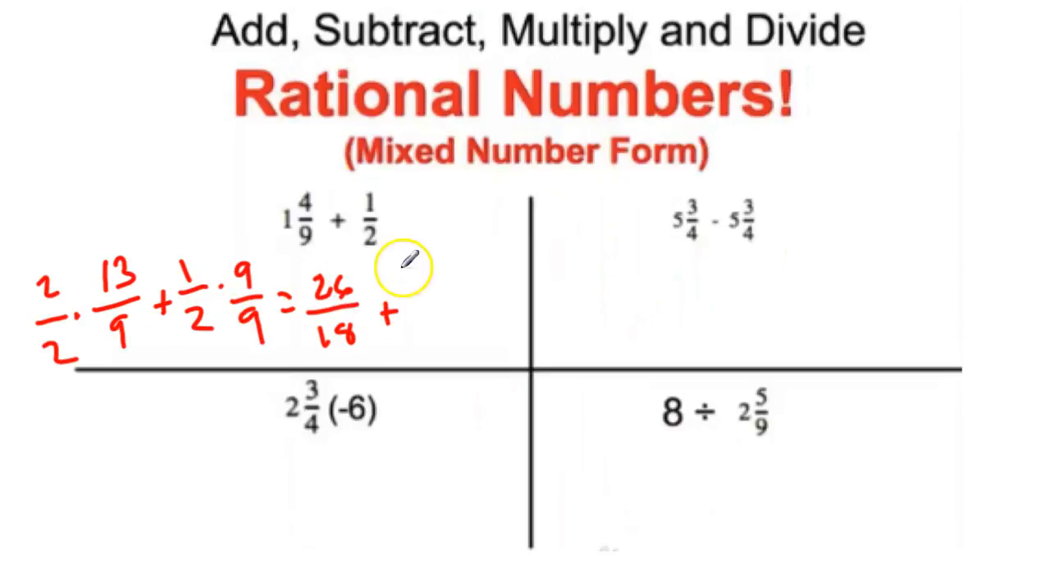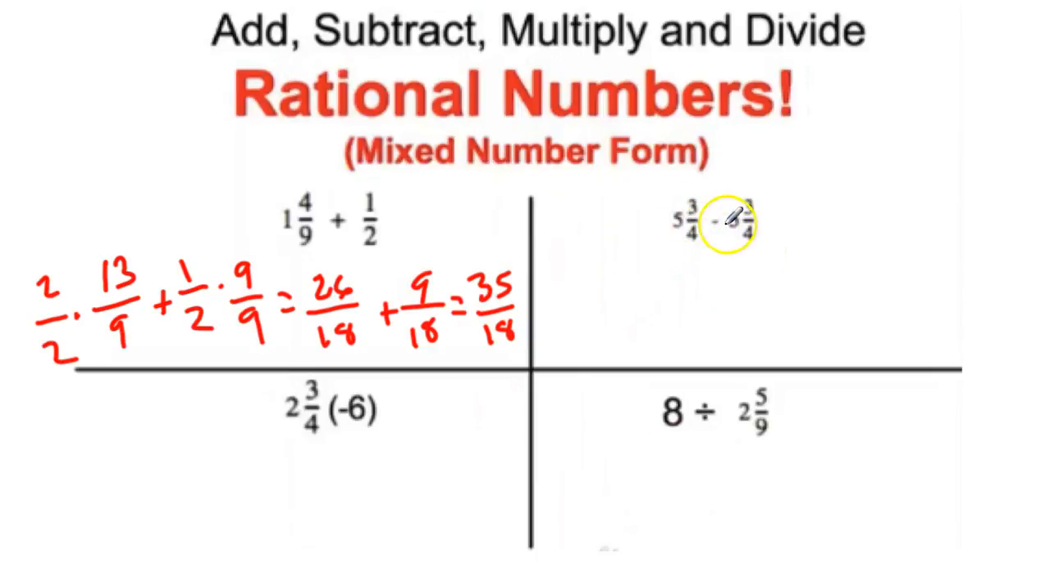Plus 1 times 9 is 9 over 18. I add that together. 26 plus 9. That's going to be 35 over 18. And can this be simplified? No, it cannot. Alright, over here, now we're subtracting.